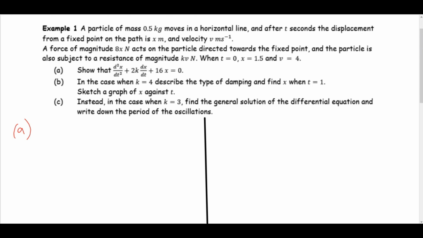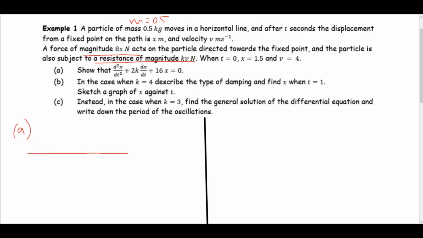So here we are told a particle of mass 0.5 kilograms moves on a horizontal line. After t seconds, the displacement is x meters and the velocity is v meters per second. So this just means m is 0.5. A force of magnitude 8x newtons acts on the particle directed towards the fixed point. So that's the kind of force that would produce simple harmonic motion. The particle is also subject to a resistance, i.e. a damping force of magnitude kv. So we're going to assume that the resistance is proportional to the velocity. But given the initial values of x and v, I've got to prove this differential equation.